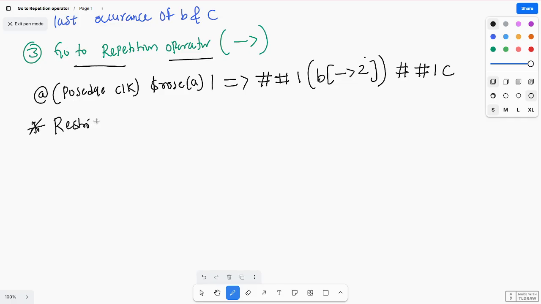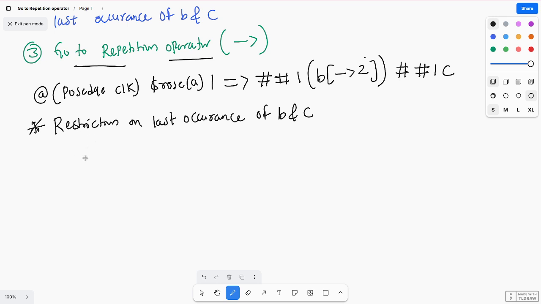So there is a restriction on the last occurrence of B and C. This is the only difference between the go to repetition operator and the non-consecutive repetition operator. Is it fine? Do you understand?